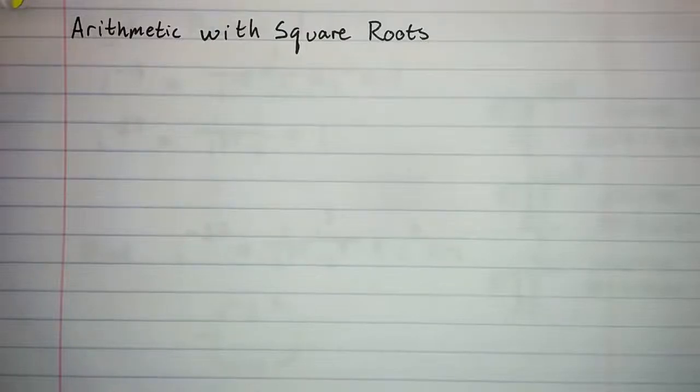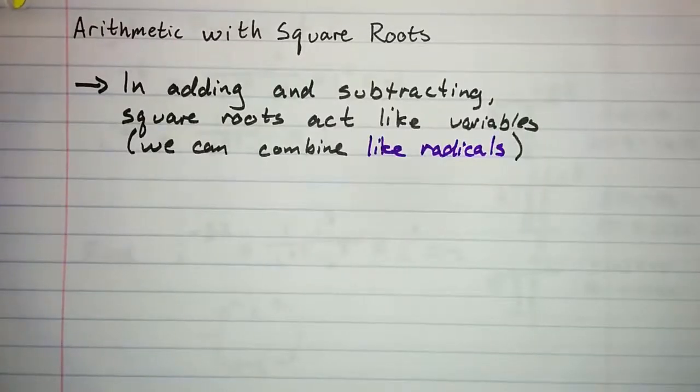Before we talk much more about the arithmetic of complex numbers, we'd like to talk a little bit about the arithmetic of square roots in general. And there are some simple rules that square roots follow in arithmetic. In adding and subtracting, square roots act like variables. We can combine like radicals. Unlike radicals, we just have to leave.